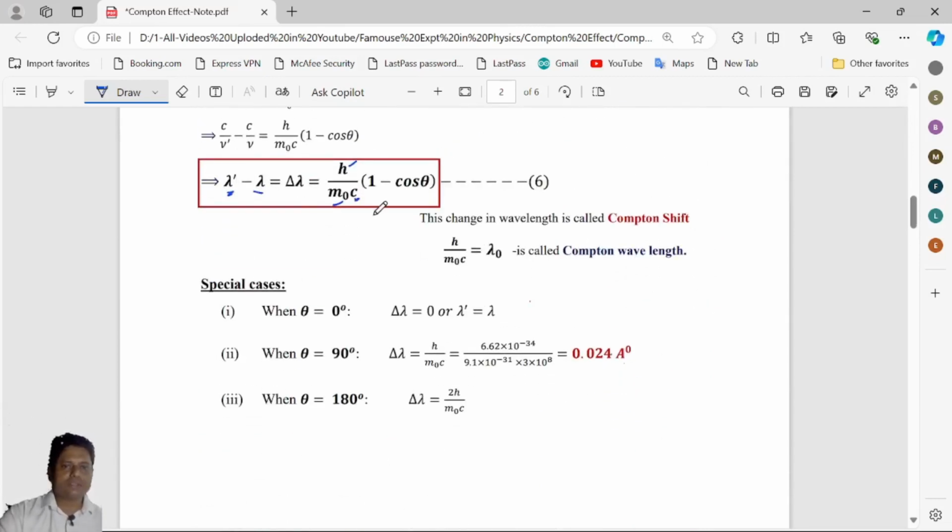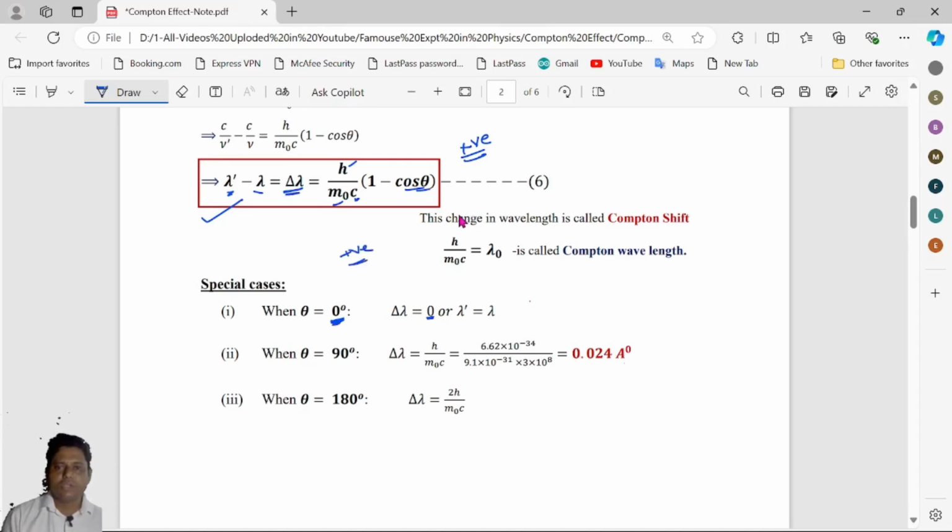Okay, from this expression 6, it can be observed that this del lambda is always positive, except for theta equal to 0 degree. If we consider theta equal to 0 degree, then cos theta will be 1, and 1 minus cos theta will be 0. So del lambda will be 0. Otherwise, for any value other than theta equal to 0, we find this del lambda will be a positive value.